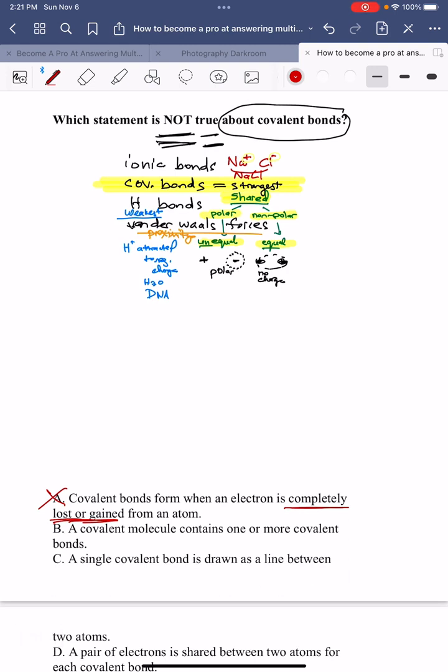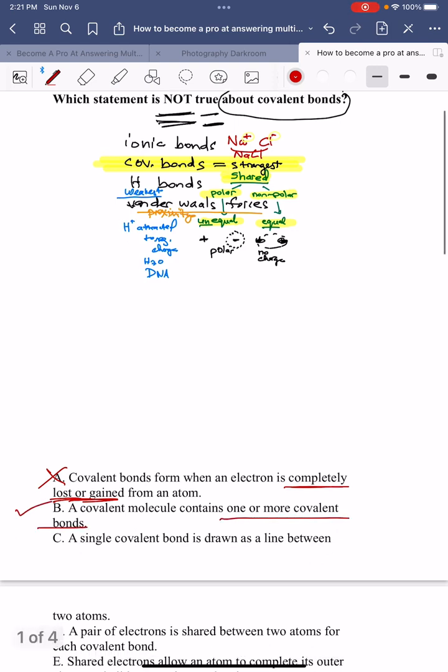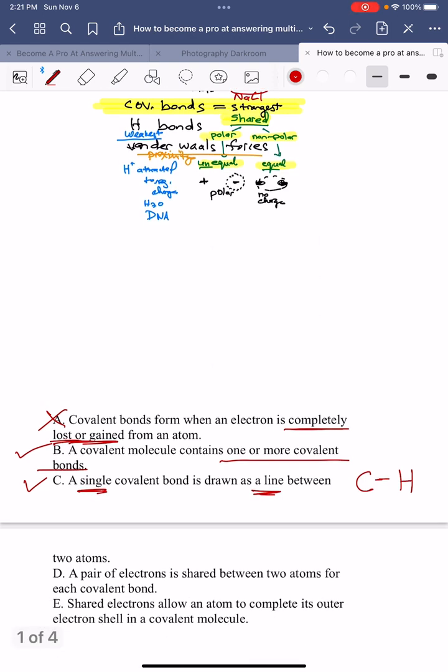Okay, so B, a covalent molecule contains one or more covalent bonds. Well, a covalent molecule typically is going to have one or more covalent bonds present there. Let's see. C, a single covalent bond is drawn as a line between two atoms. If it's a single bond, it's one line. Yes, it's going to be a line. For example, you can have a covalent bond between a C and an H, a carbon and a hydrogen. D, a pair of electrons is shared between two atoms for each covalent bond. Yes, that's what we learned. A covalent bond is sharing of electrons.